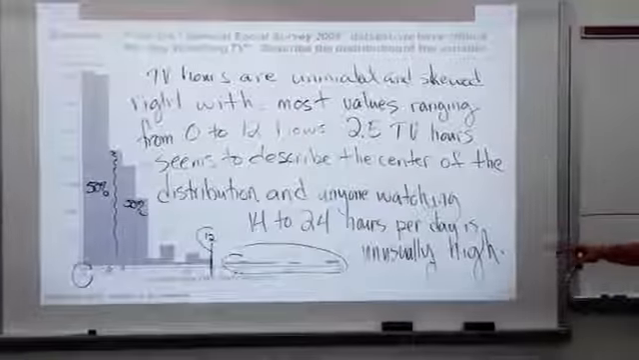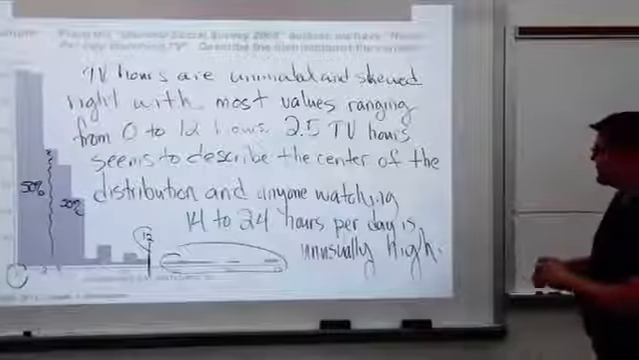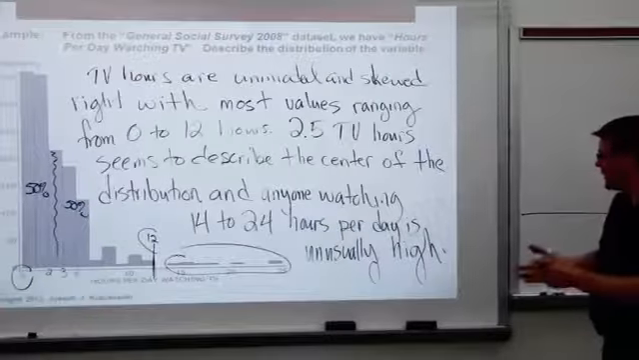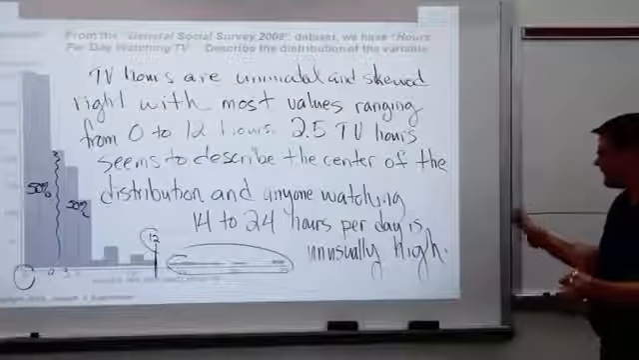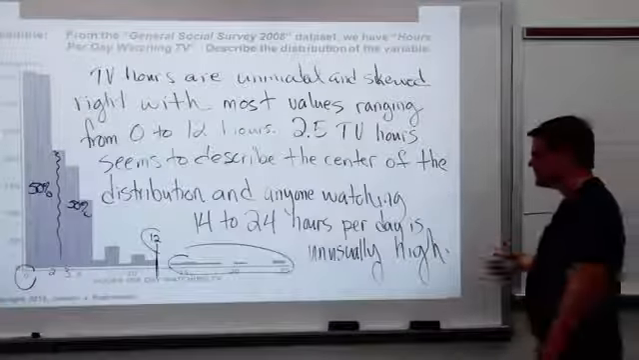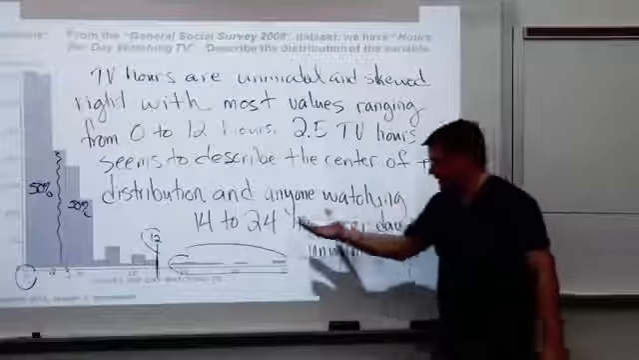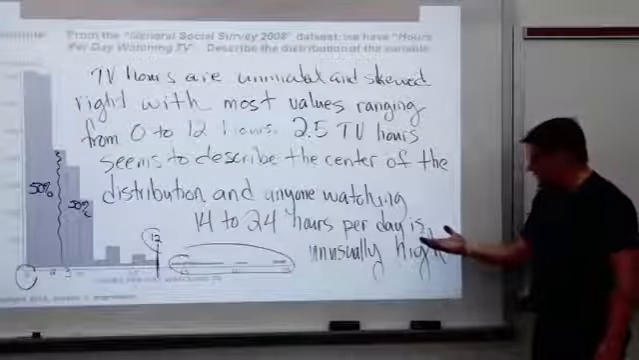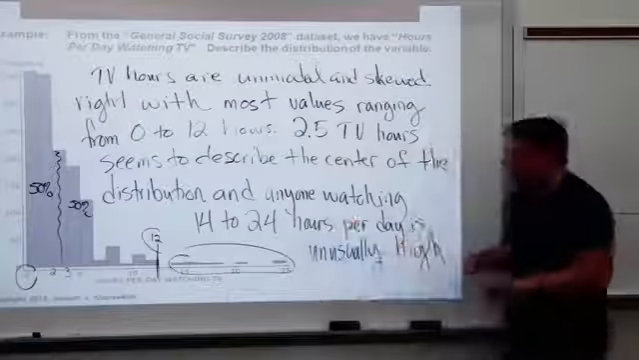No pun intended there. TV hours are unimodal and skewed right, with most values ranging from 0 up to 12 hours. 2.5 TV hours seems to describe the center of the distribution, and anybody watching between 14 and 24 hours is unusually high. It's an unusually high TV time.